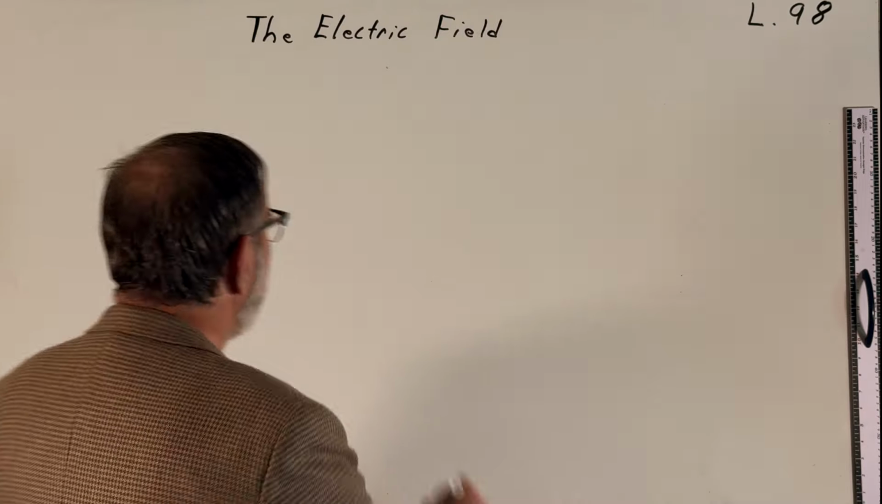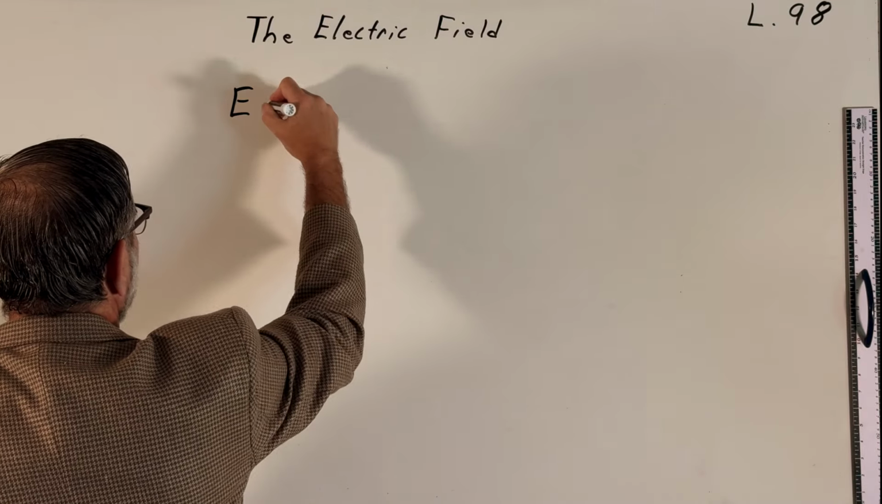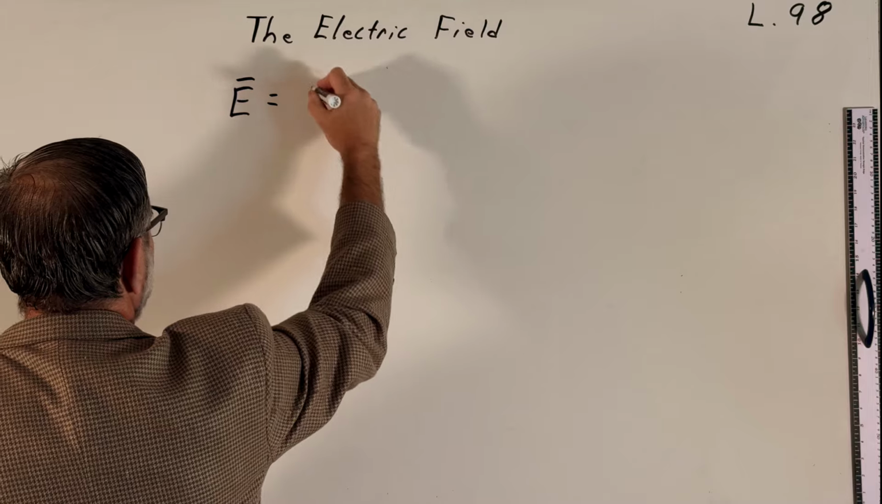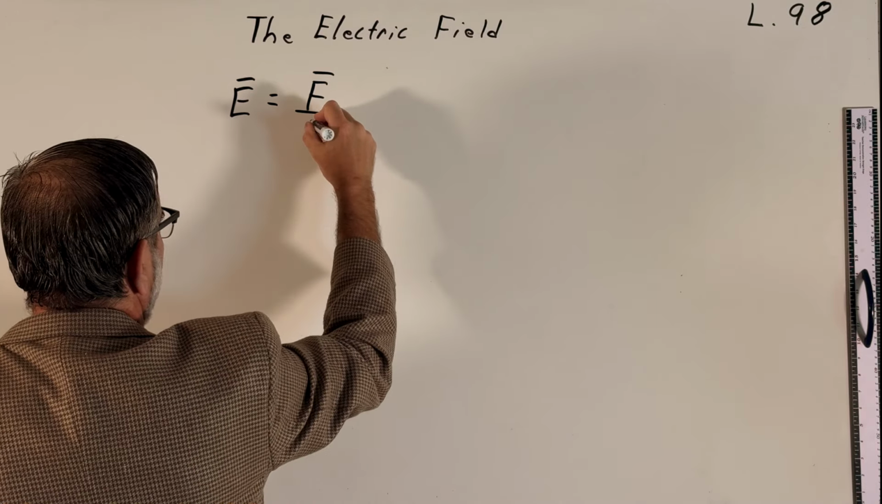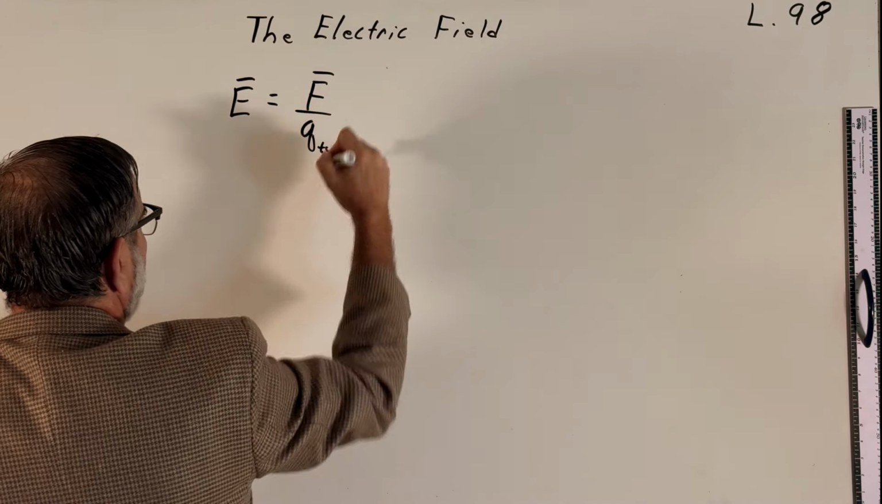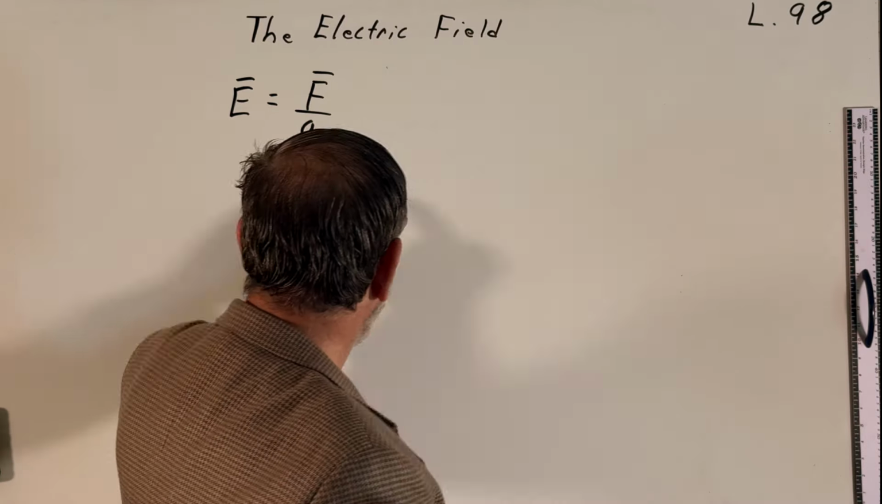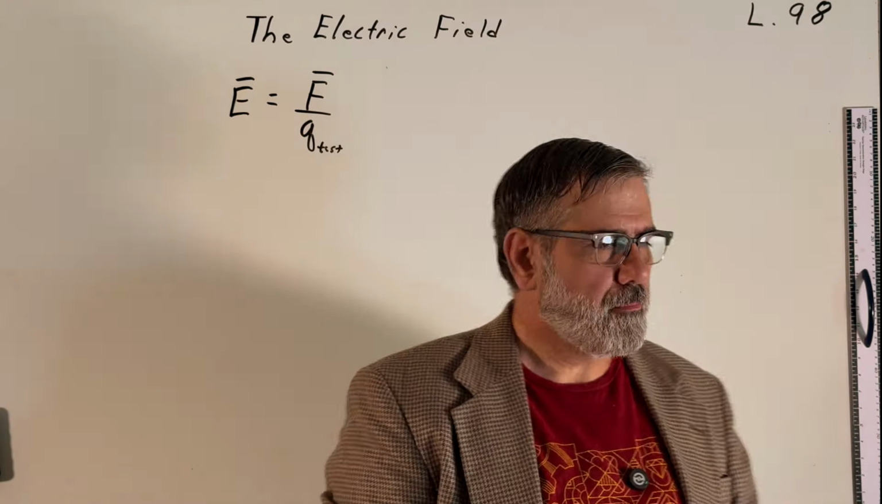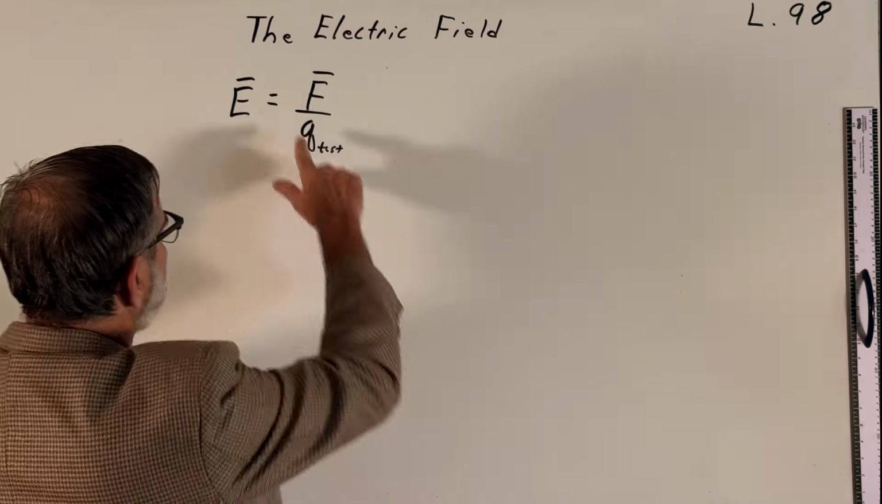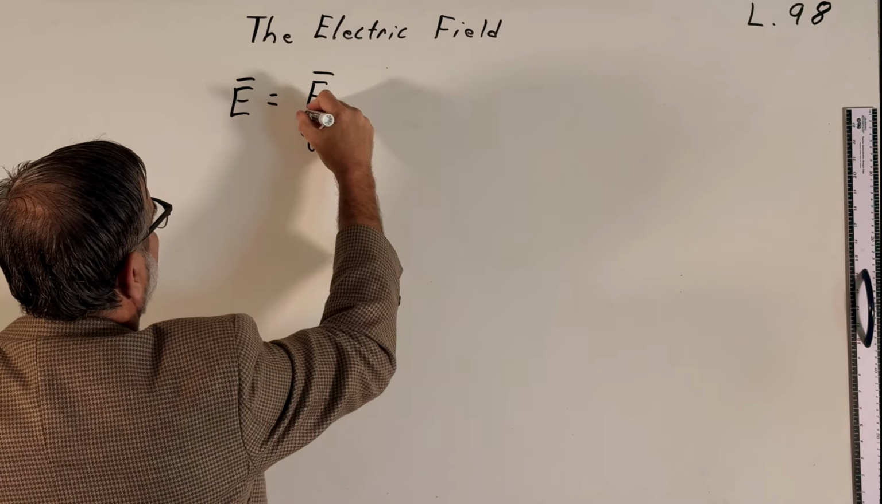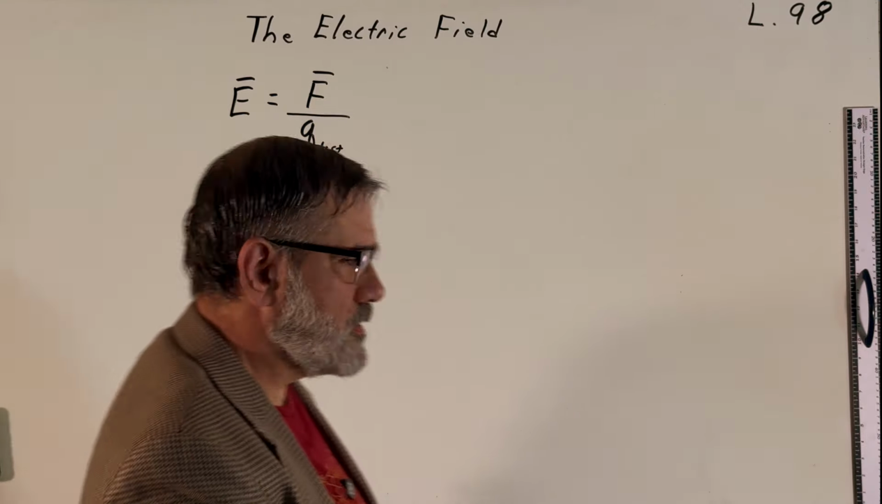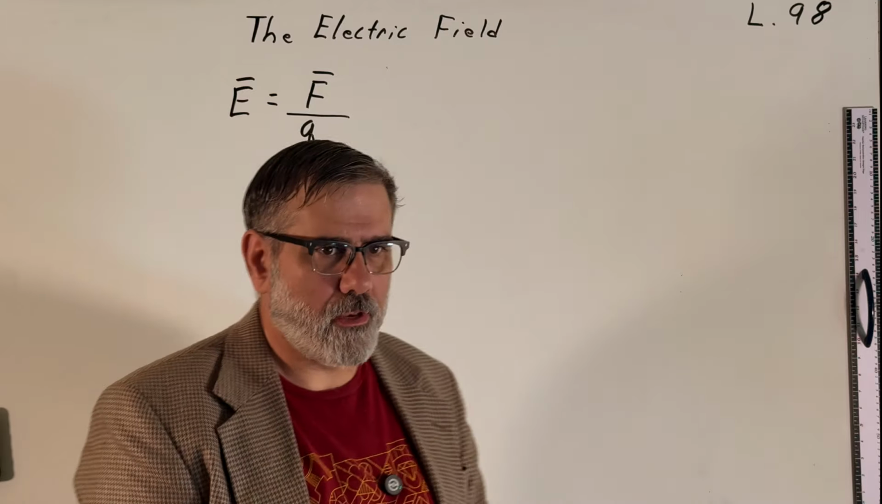More simply, the electric field E, which is also a vector quantity, is simply F divided by Q test. So whatever you're thinking of as your test charge, you simply take the force vector, the same Coulomb's law that we had before, and you're dividing out one of the terms.